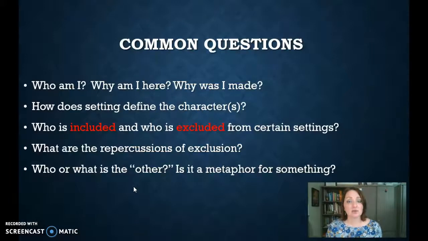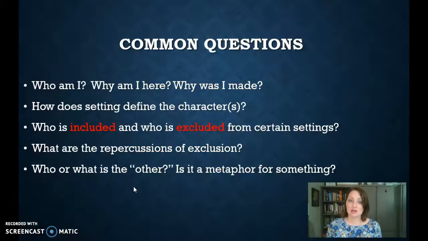Some common questions that you want to ask as you read Gothic fiction are, who am I, why am I here, and why was I made? These are questions that you will ask of the creature that Dr. Frankenstein creates. These are the questions that the creature asks of himself. How does the setting define the character?